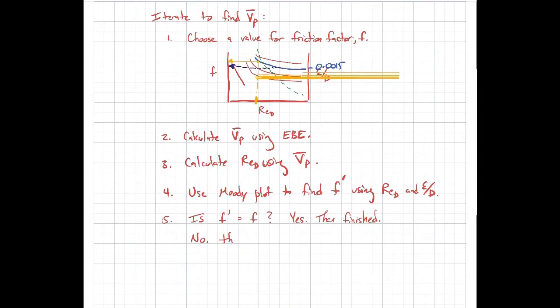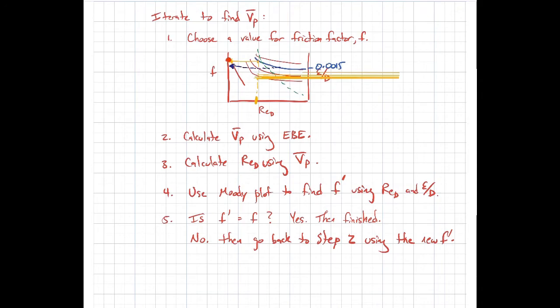then go back to step 2 using the new F prime. So what I mean by that is, so now I'm in step 5. My original friction factor, which was the blue value here, is different from my orange one. So they're different. So then I'm going to go back to step 2 using the new F prime.